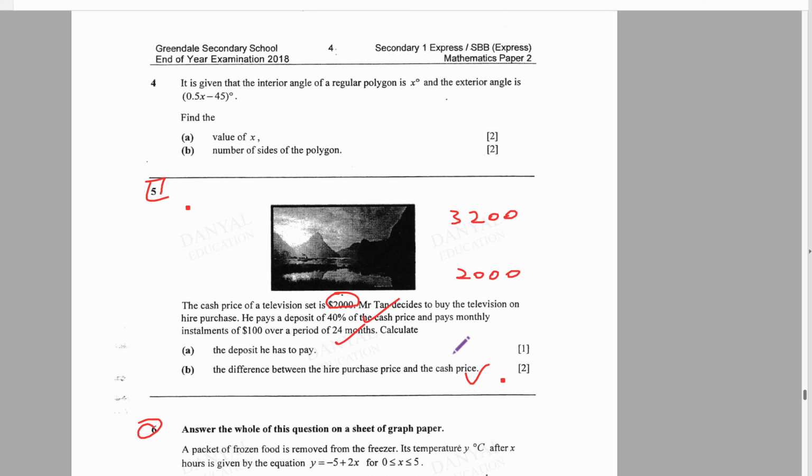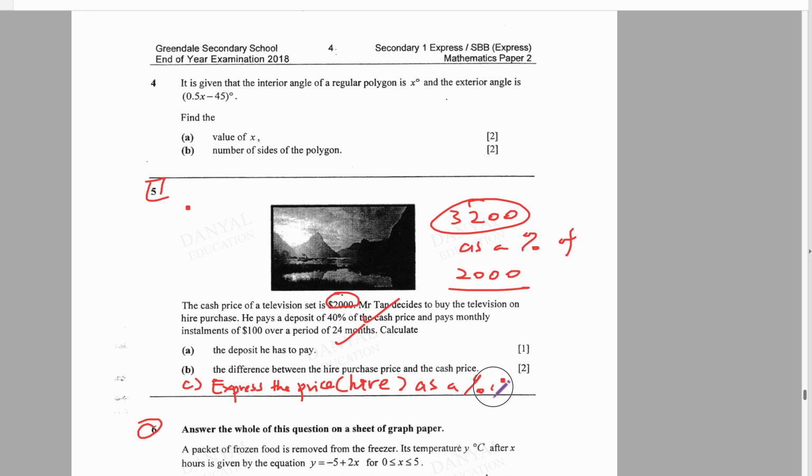What if there is a question from another student: the higher purchase price as a percentage of the original price. So what is that percentage? If I give you part C: express the price paid by the higher purchase scheme as a percentage of 2000. So how do you do this?